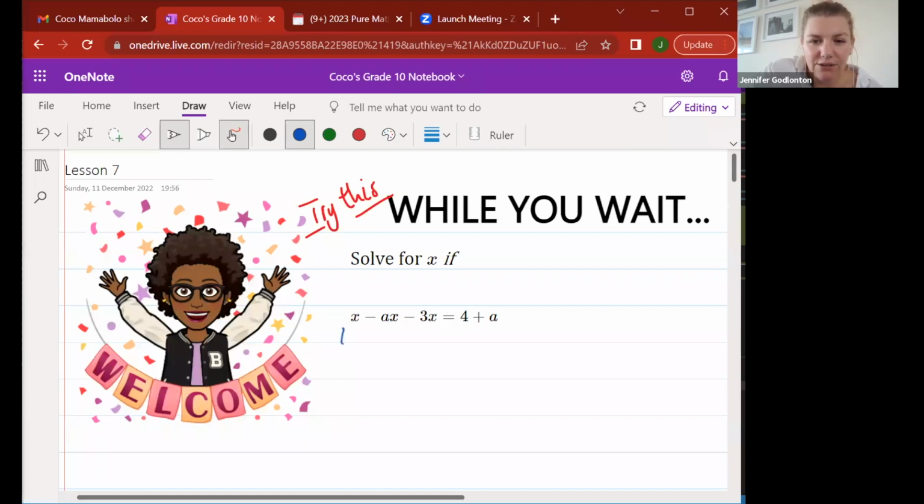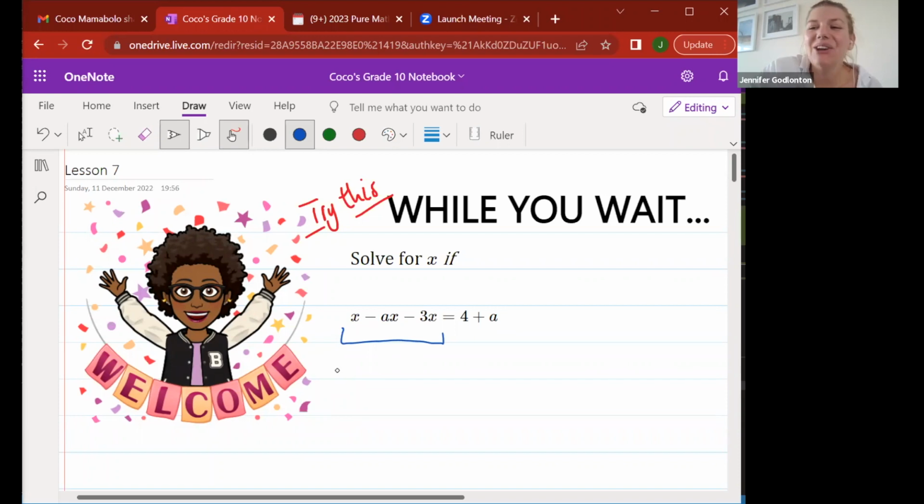Have a look. At the moment, all my x's are on the left-hand side, which is good. That's the first thing I would need them to be. How can I get the x's to be out of those 3 terms, though? Who has a suggestion for me? No suggestions coming in?